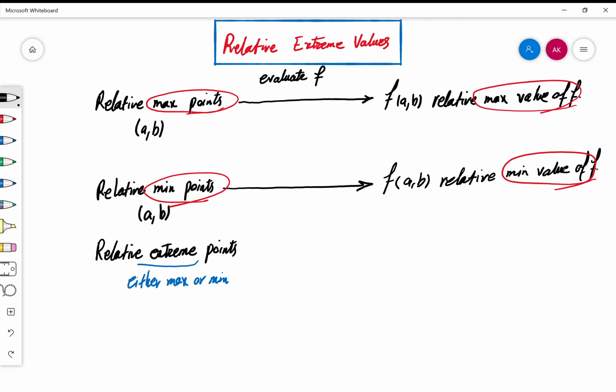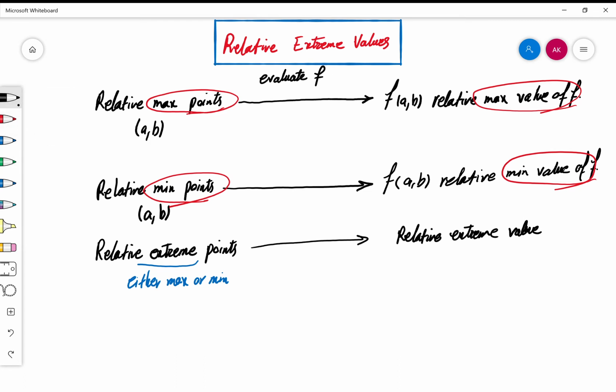And similarly, we have relative extreme values. When someone asks you for finding relative extreme value, it means that you have to find what are the relative max or min points and then evaluate the function at those points.